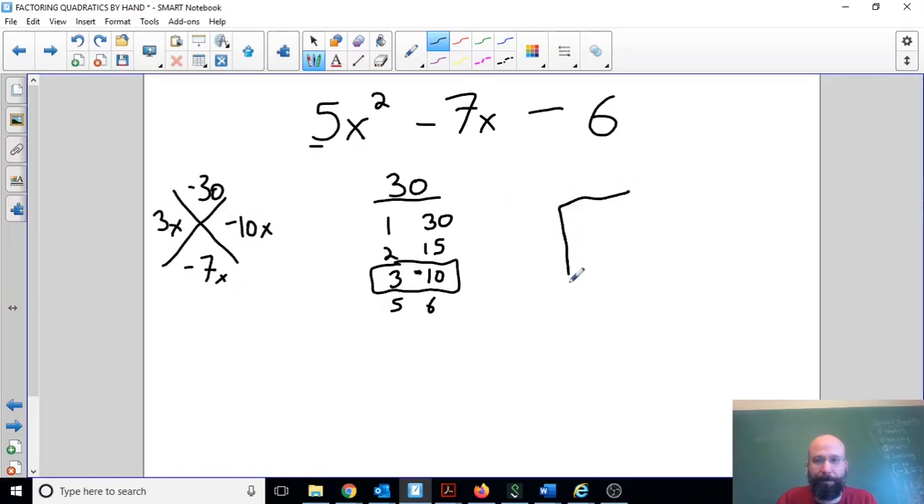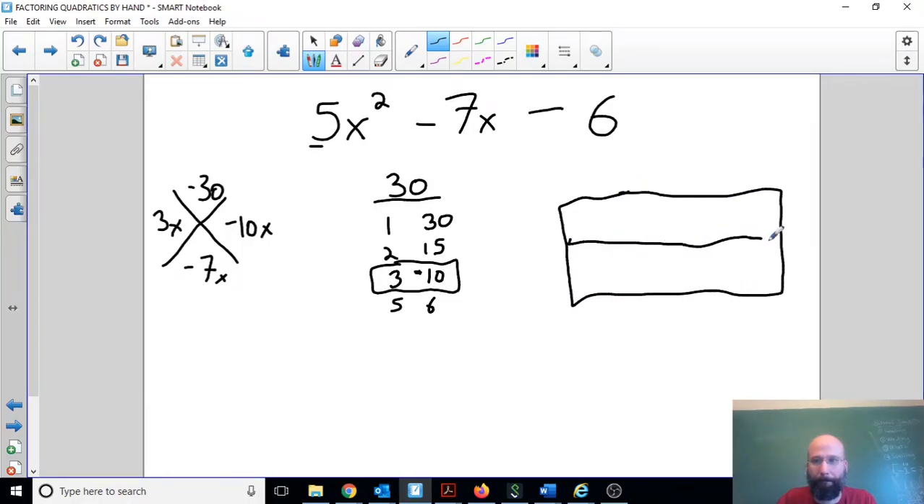And then I do my box. Again, this term always goes in the upper left. This term always goes in the bottom right. And then our numbers that we found go here, and it doesn't matter. I could have put negative 10x here.